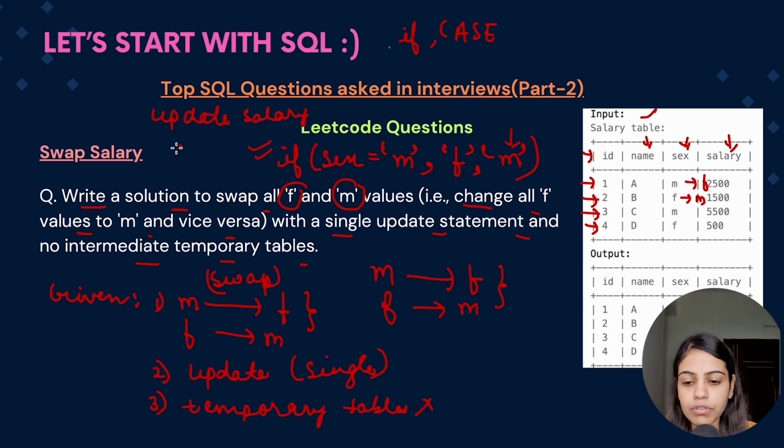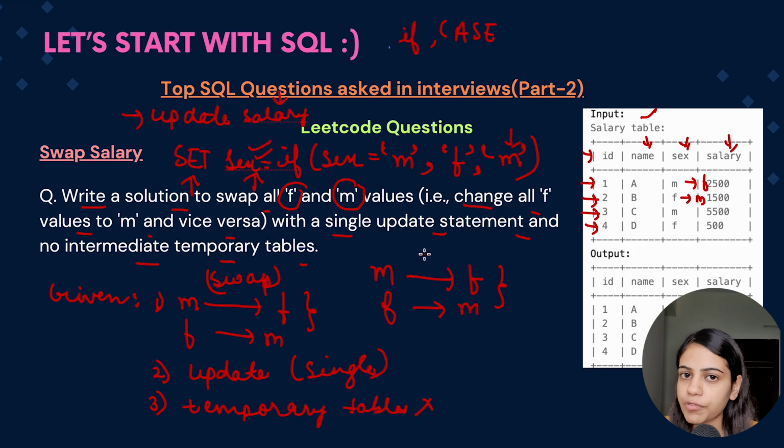And what we have to do is set the sex based on whatever value this condition is giving me. So in this way we can form the query for this particular question. We are going ahead, we are updating the salary table, we are setting the value of sex based on a condition that if sex is equal to m, set it to f. If it's not equal to m, then go ahead and set it to m. So in this way we can perform this particular query.